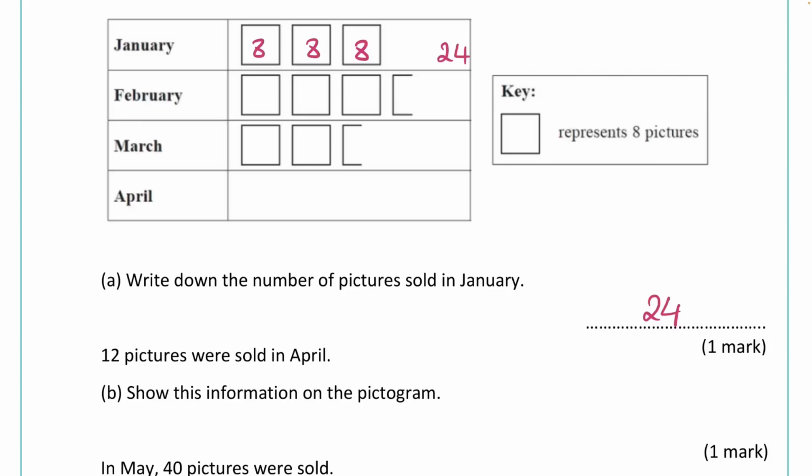Now it says 12 pictures were sold in April. Show this information on the pictogram. So the first square that we draw is going to represent 8, and we need an additional 4, which is going to be half of the picture. You can see that's been drawn in February and March as well, so we can replicate the image there. And there we go, that would represent 12.